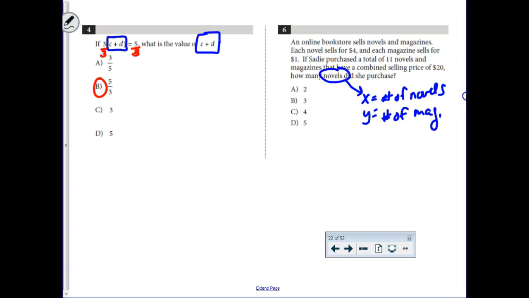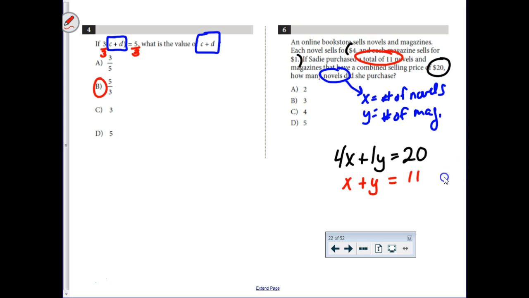Keep that in mind. So the first clue is all about money. It says a novel sells for $4, a magazine sells for $1, and then later on it says they sold a total of $20. So that's our first equation: 4 times every novel plus 1 times every magazine is $20. And then there's one more clue snuck in here, and it's a total of 11 things. Not 11 novels, but 11 novels and magazines together. So the number of magazines and novels added together is 11.